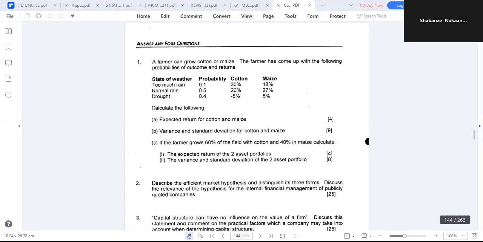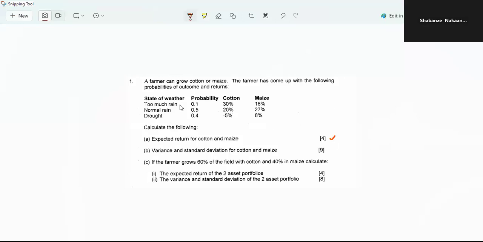So the principle here is that if you have a higher standard deviation or a higher CV, it simply denotes that there's higher risk involved in that particular investment. So we're going to calculate the expected return for maize, and you try to calculate the expected return for the other commodity. Expected return is giving us only 4 marks. To find the expected return, you simply multiply the probability by the respective return. So expected return is simply the mean.